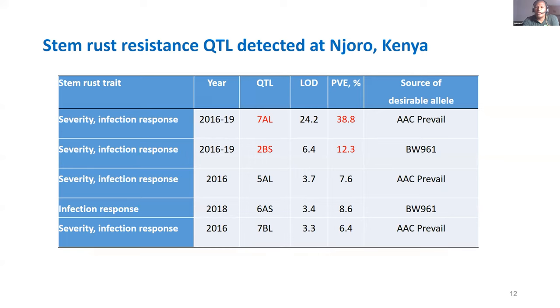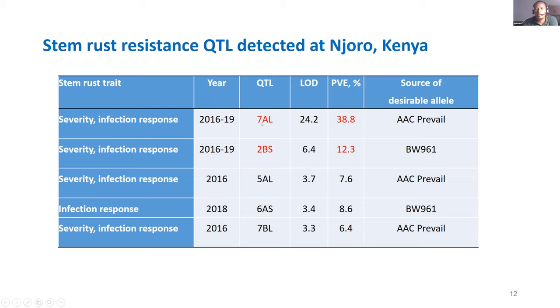This table shows you the result of the QTL analysis. We found that at least 5 QTLs were detected in the population. But 2 of the QTLs, one on chromosome 7AL and the other on chromosome 2BS, were consistent across environments also. Especially the first QTL, contributed by AC Previal, explained almost close to 39% of the phenotypic variation in the stem rust severity and infection response.